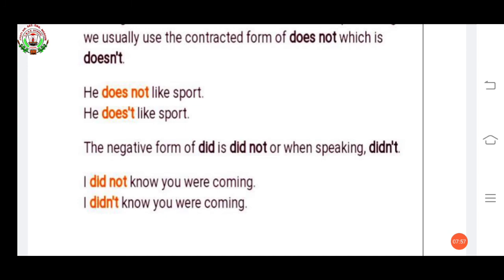Now, the negative form of did is did not, or when speaking, didn't. I did not know you were coming. I didn't know you were coming. The same meaning.